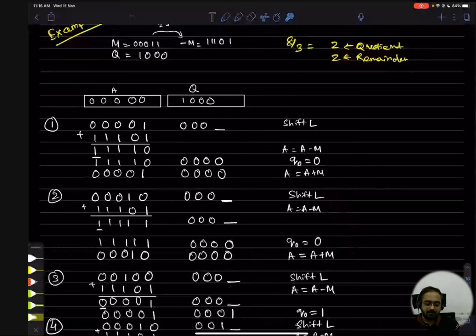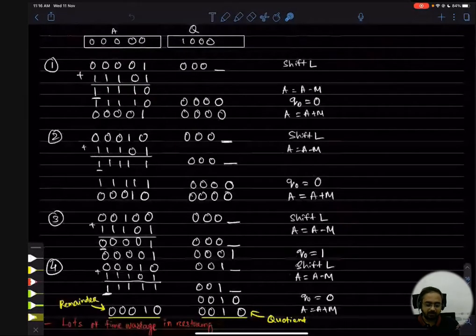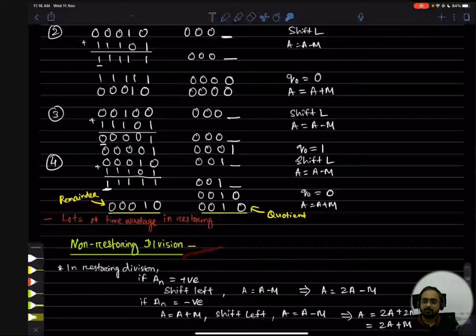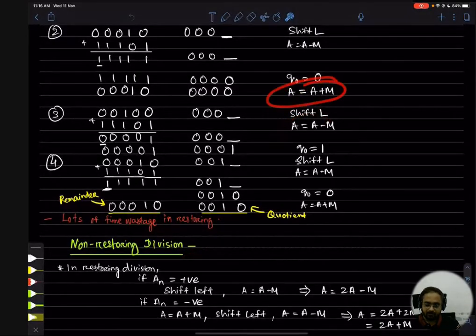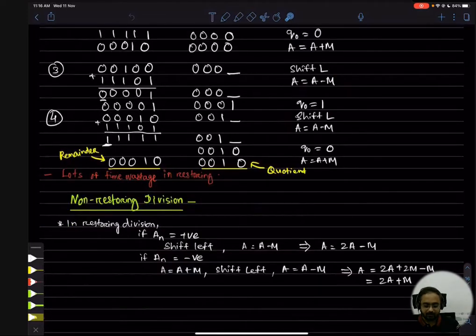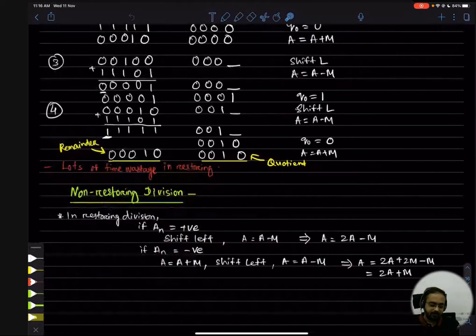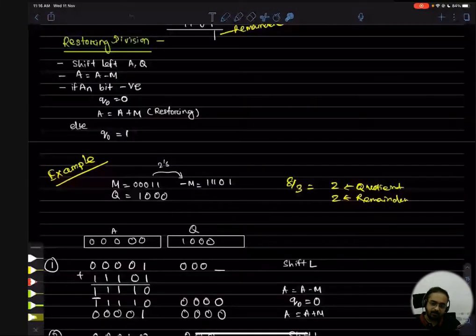Then another algorithm came, called non restoring division. In this case you don't have to do the a plus m step. This extra step you don't have to do. So what is the concept behind this non restoring division? In the previous case, let's go to the algorithm.